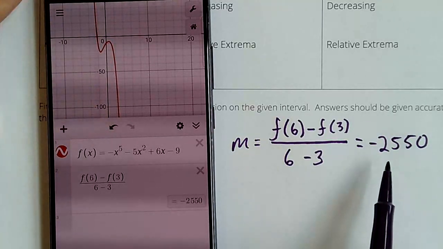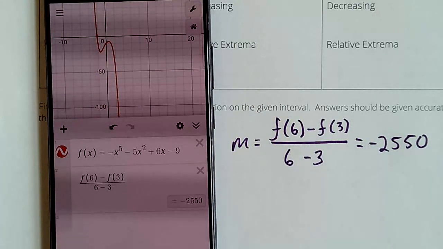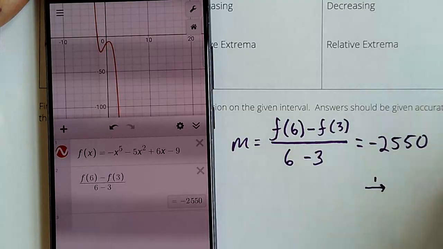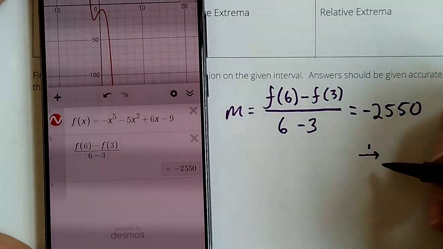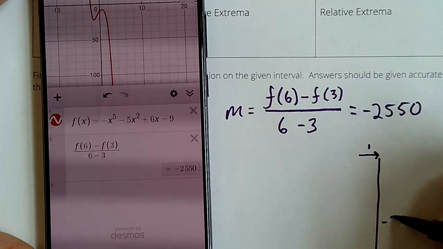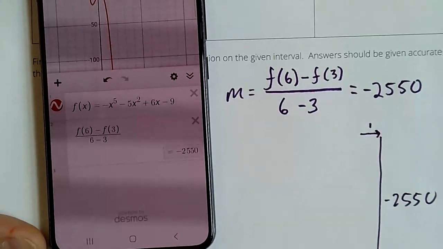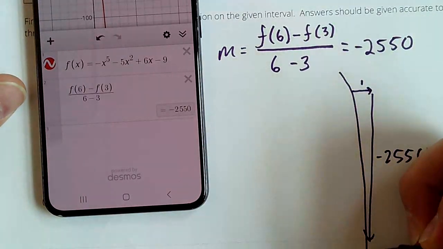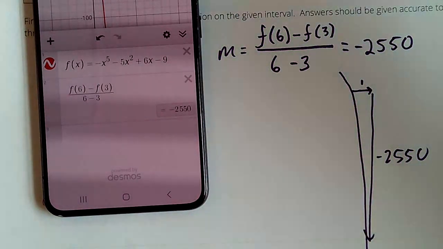So we are decreasing about 2,500 units in the y direction. So every time we go 1 unit forward in the x direction, we are decreasing by about 2,550 units in the y direction. So a very steep drop. Remember, this is an average drop across that interval.